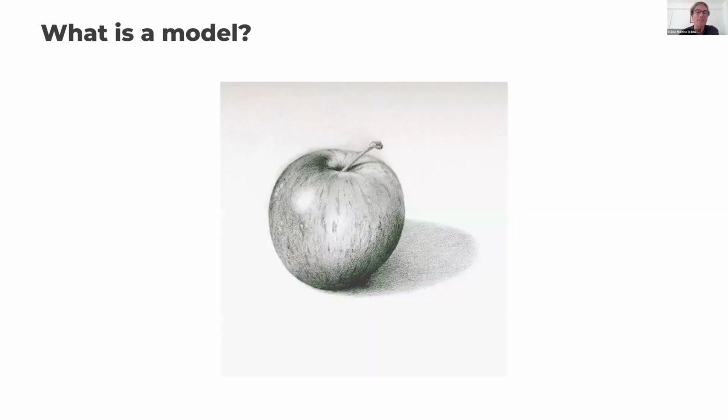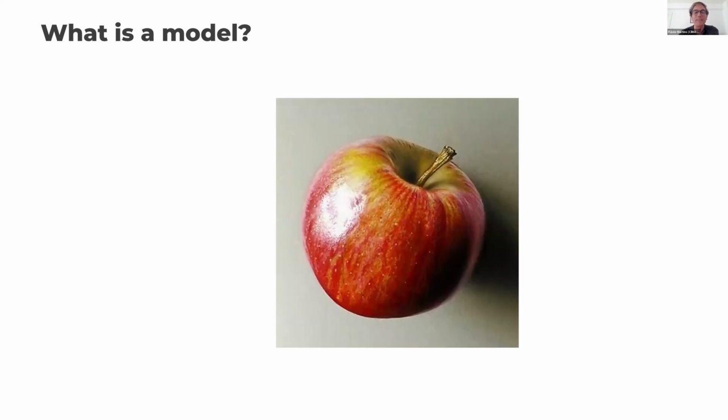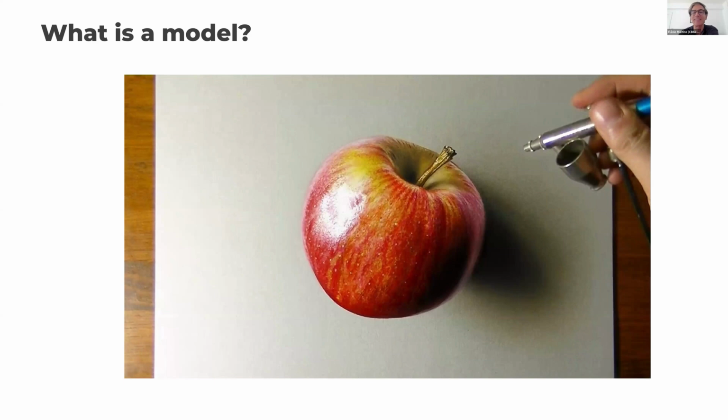This one is also a drawing, but it's a pencil drawing of an apple. So this one, some of you say it's a drawing of an apple. In fact, it is a painting, a hyper-realistic painting of an apple, okay? So all these paintings or representations of apples, they are not the real apple, okay?